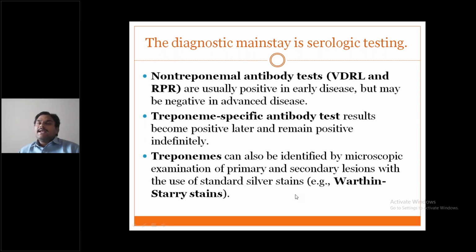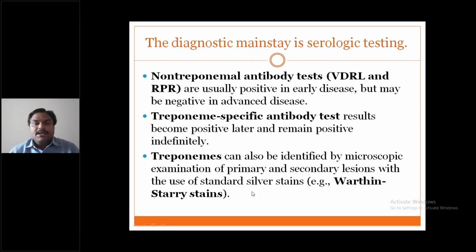The diagnostic mainstay is serologic testing. The non-treponemal antibody tests like VDRL and RPR are usually positive in early disease, but may be negative in advanced disease. Treponemal-specific antibody test results become positive later and remain positive indefinitely. And treponemes can also be identified by microscopic examination of primary and secondary lesions using special stains. Very, very important, you have to remember this.